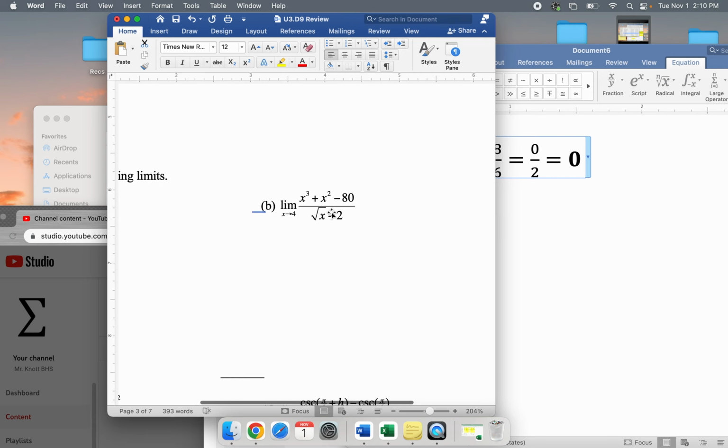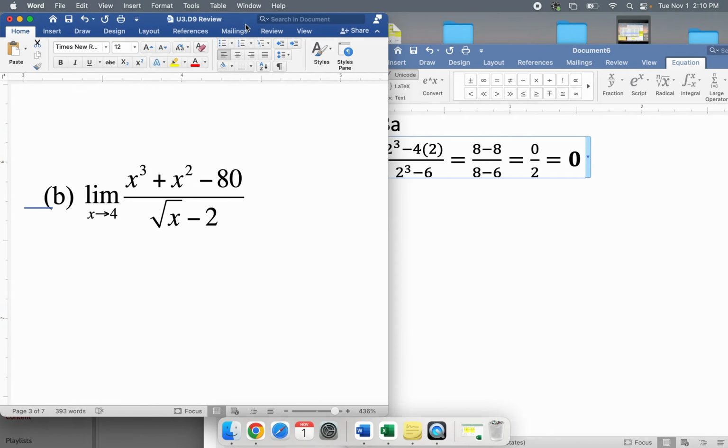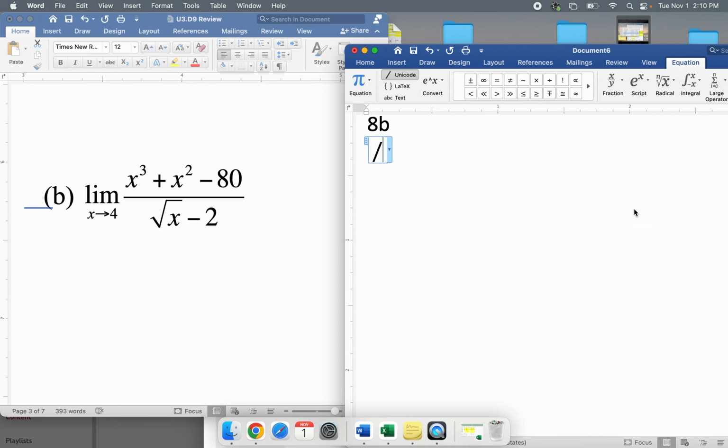All right, so B. Okay, so what's going on here? Once again, we should plug the number in, right? So 8B. If I plug 4 in, that's 4 to the third, which is 64, plus 4 squared, which is 16, minus 80, over square root of 4, which is 2 minus 2. Yeah, that's 0 over 0, which means that we are allowed to use L'Hopital's rule, which means we can take the derivative of the top and bottom and try again.